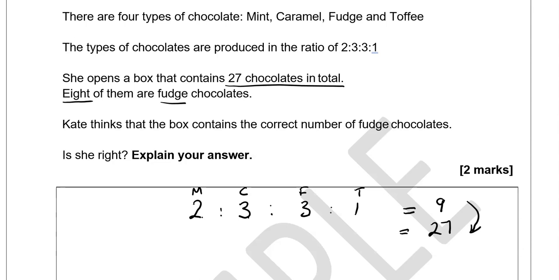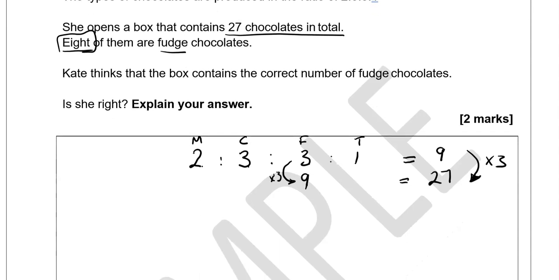To get from 9 to 27, we've multiplied by 3. So to keep the same proportion, we need to multiply each of these units of the chocolates by 3. Looking at fudge, we need to multiply it by 3. So 3 times 3 is 9. So 9 fudge chocolates would be needed. But in fact, there were 8. So is she right? No, she's not.